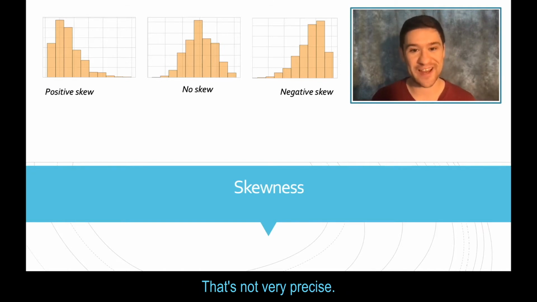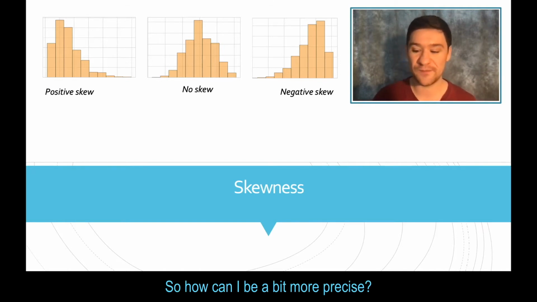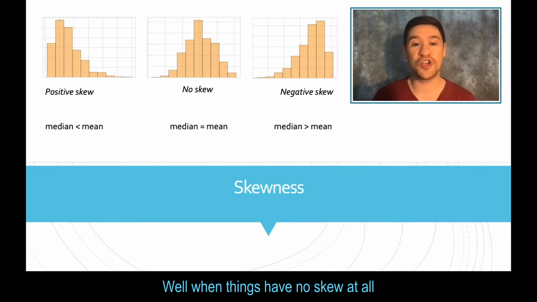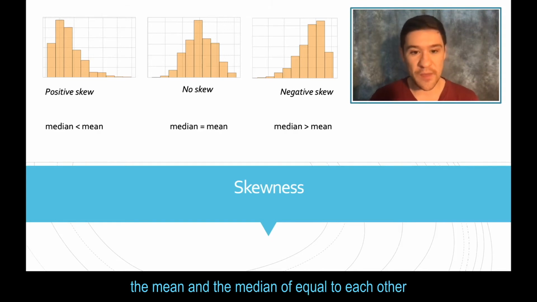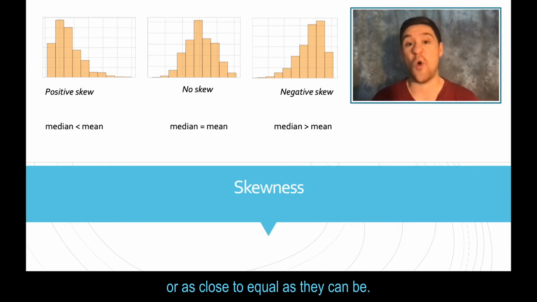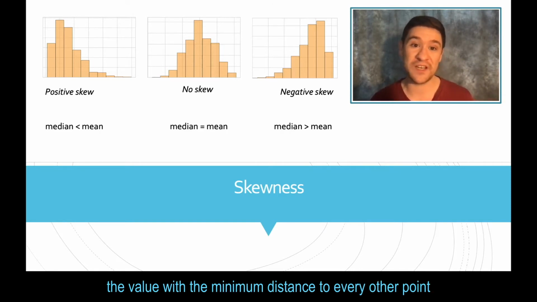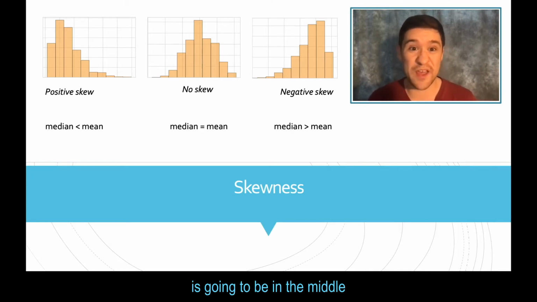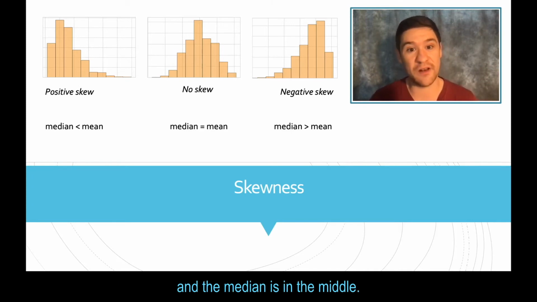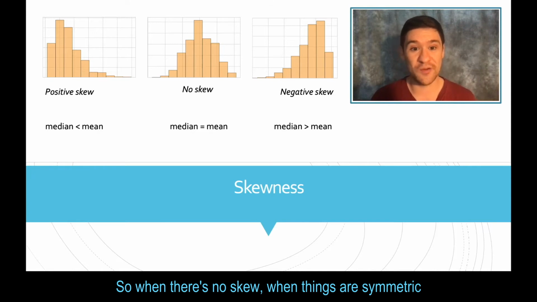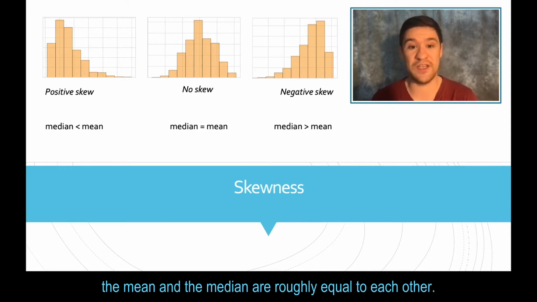That's not very precise. So how can I be a bit more precise? Well, when things have no skew at all, the mean and the median are equal to each other, or as close to equal as they can be. When things are symmetric, the value with the minimum distance to every other point is going to be in the middle, and the median is in the middle. So when there's no skew, when things are symmetric, the mean and the median are roughly equal to each other.